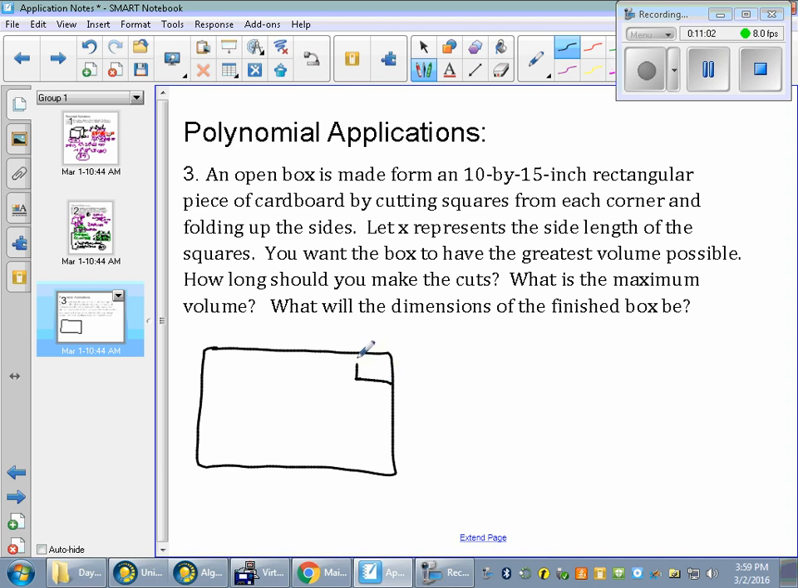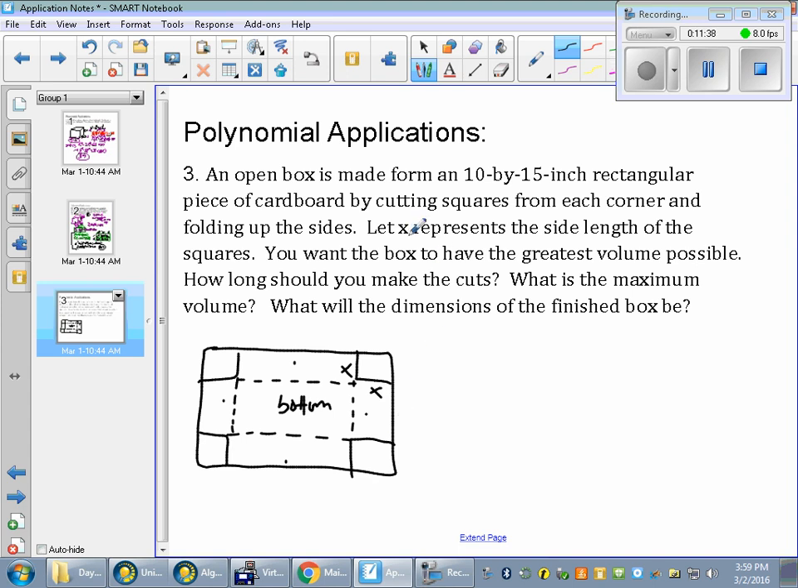So each square here is x by x. We don't know how big the square is, but because it's a square, each side's the same. And then I cut out an equal size square here, here, and here. And then now I've got 4 different pieces that I fold up. So this side gets folded up, this side gets folded up, this side gets folded up, and this side gets folded up. So this is the bottom of my box. And then I have 4 sides of the box that come up.